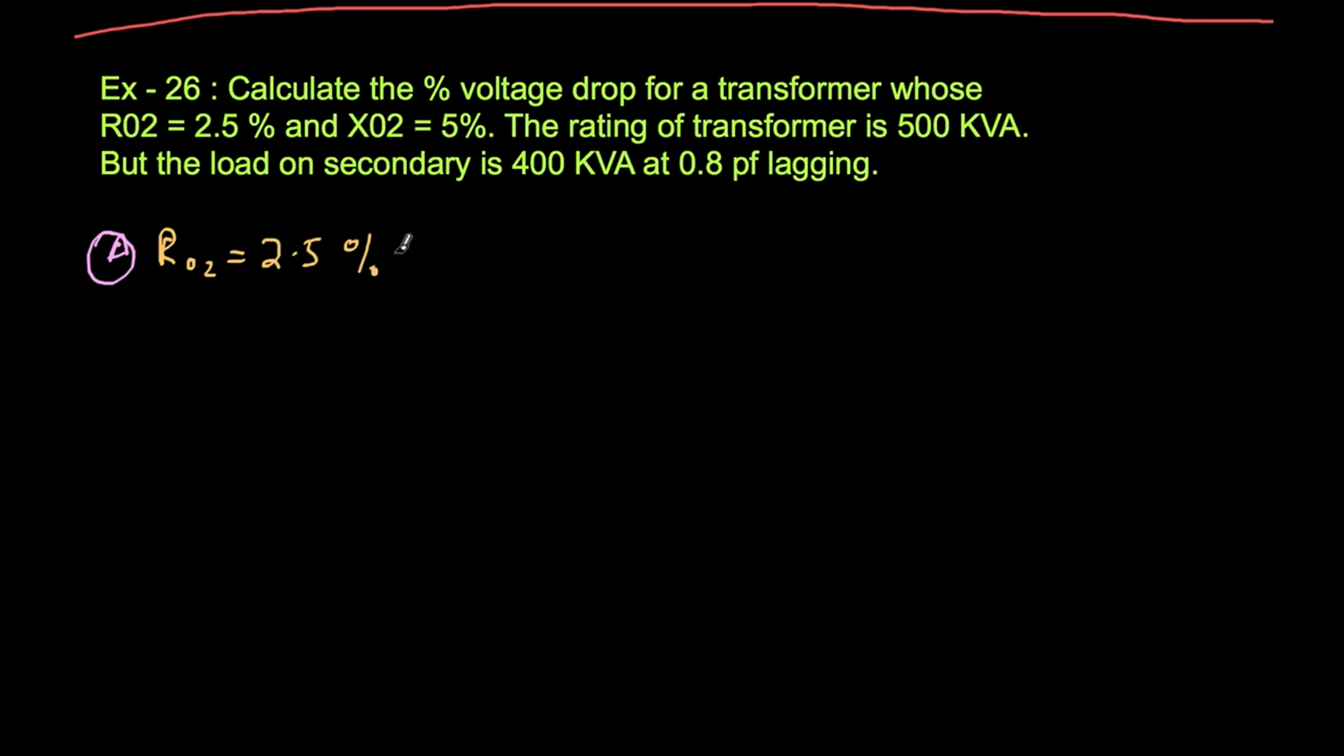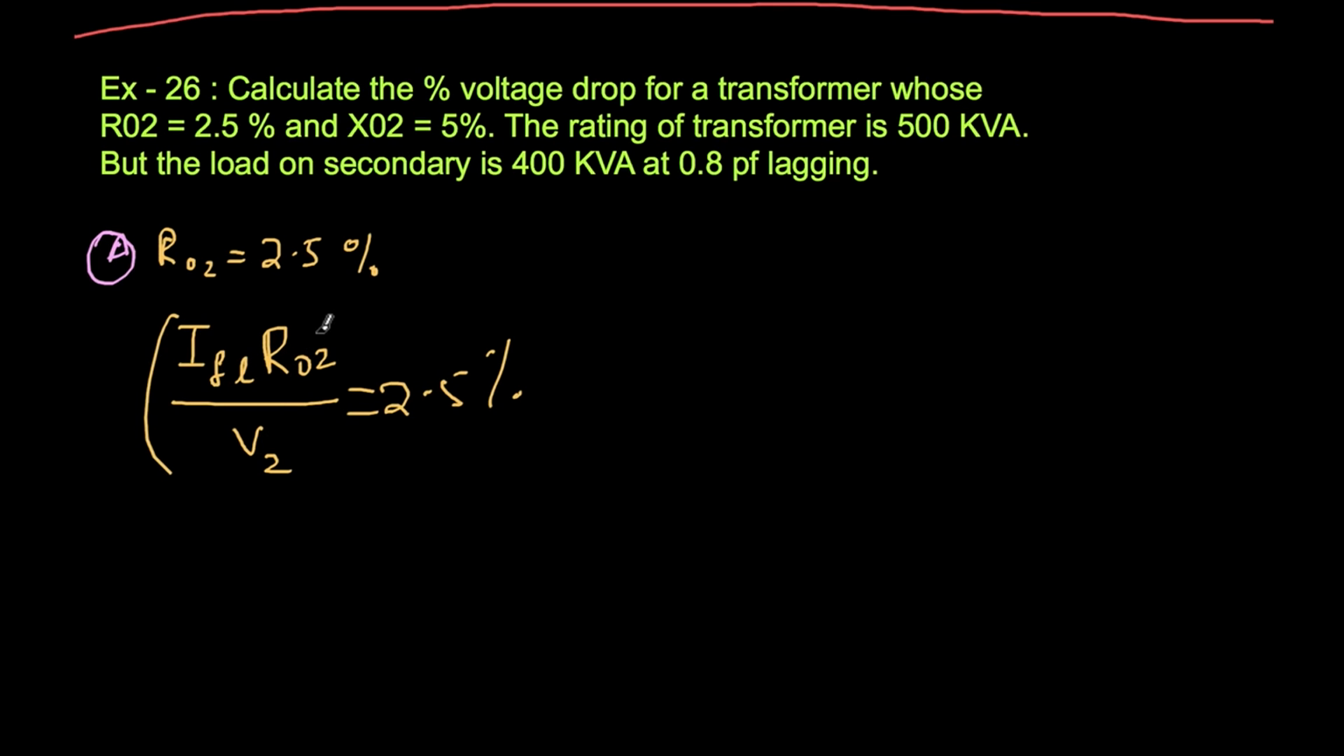The percentage drop is nothing but the full load current IFL multiplied by R02, which gives the full load resistance drop, divided by your V2, or E2. Either E2 or V2, because there is only a small difference, so it doesn't give that much error. This one is actually 2.5%. So this is how you should interpret it.